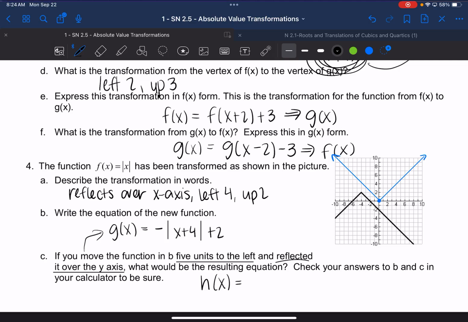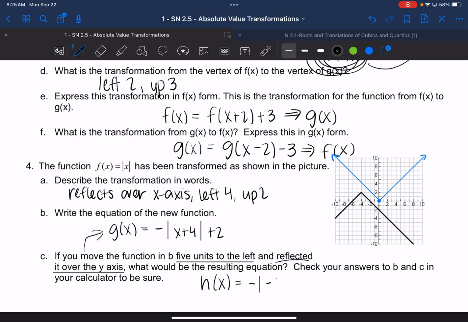All right, so they didn't say to change anything about A, did they? No. So that stays a negative. But did they give us something that we should be plugging in place of B? Over the y-axis. What do we have to put to show that we reflected over the y-axis? A negative. Very good. So I got to have a negative in here too. You can put -1 or just negative.